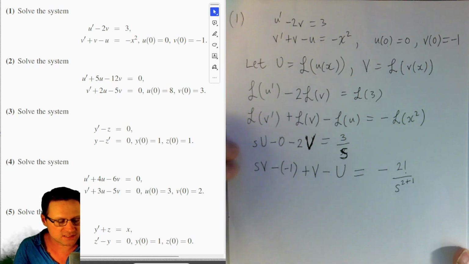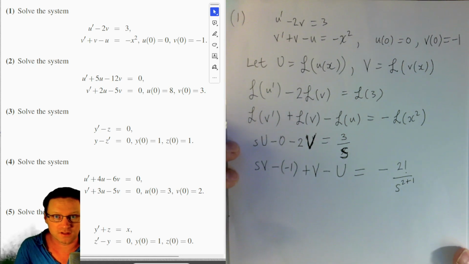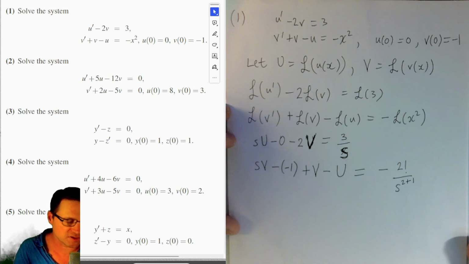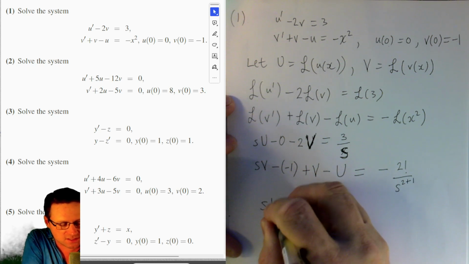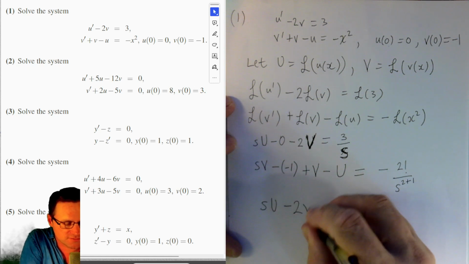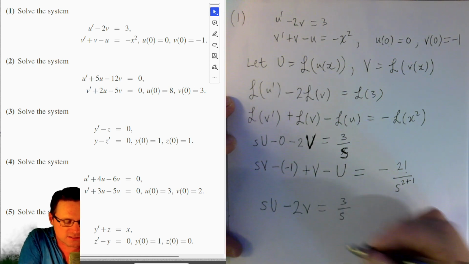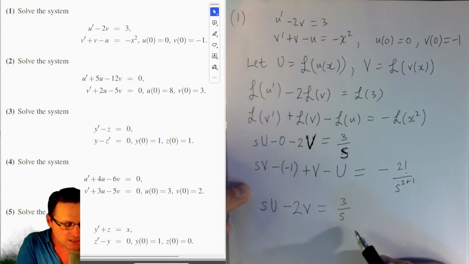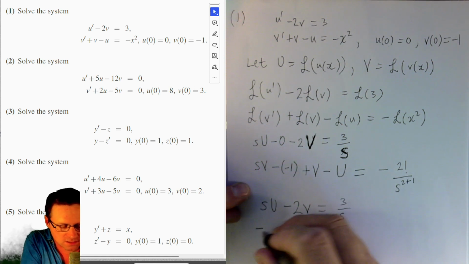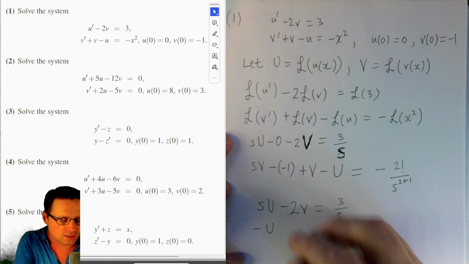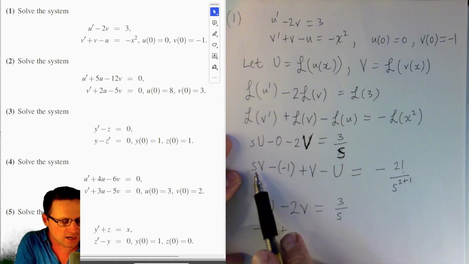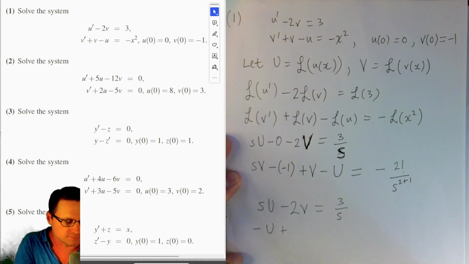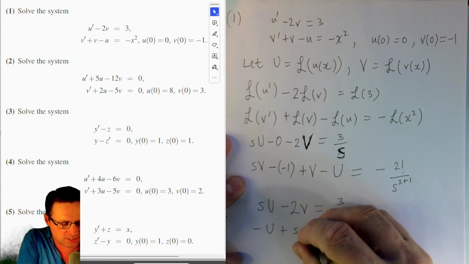Okay, so now we need to simplify this system, solve for U and V, and then find the inverse Laplace transform of U and V. So let's tidy this up and do exactly that. So we have sU minus 2V equals 3 over s in our first equation. In our second equation, let's put the minus U first. Then we have plus s plus 1 times V, the part with the V next to it.